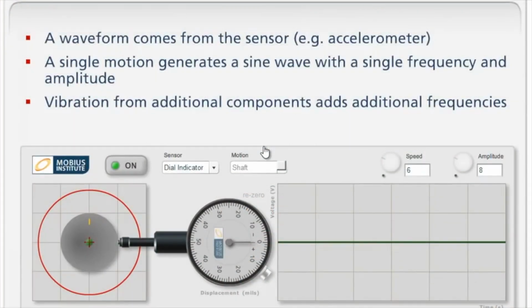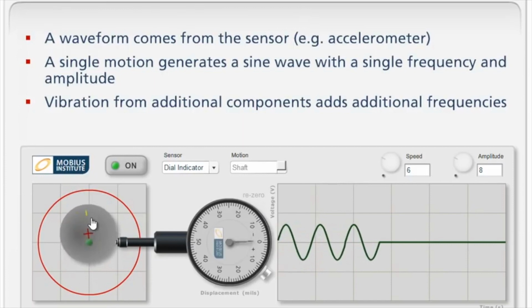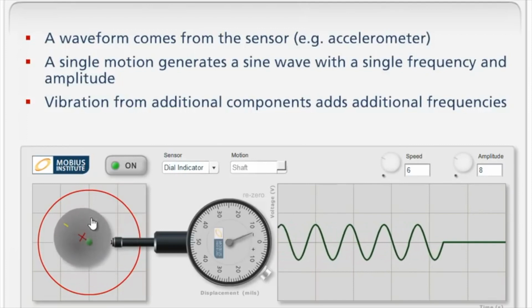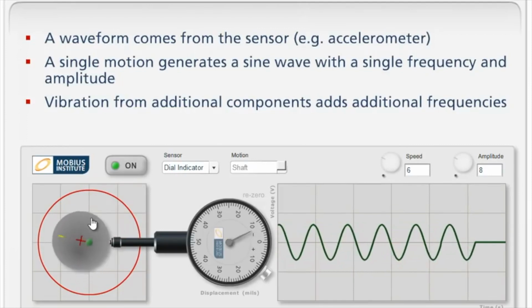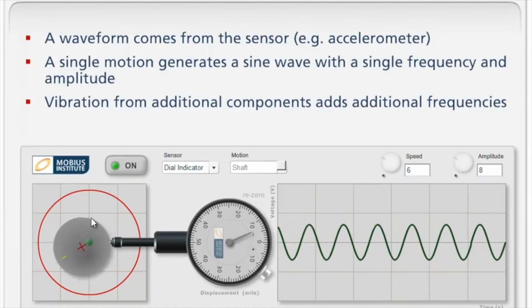Here we see the case of a single shaft. Due to eccentricity, when the shaft starts turning and we look at the signal of the displacement, we see that for every rotation we have one period of a sinusoid. So that's a pure sinusoid and we have nothing else.